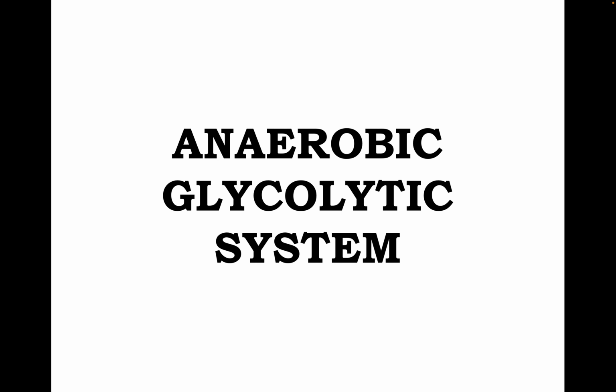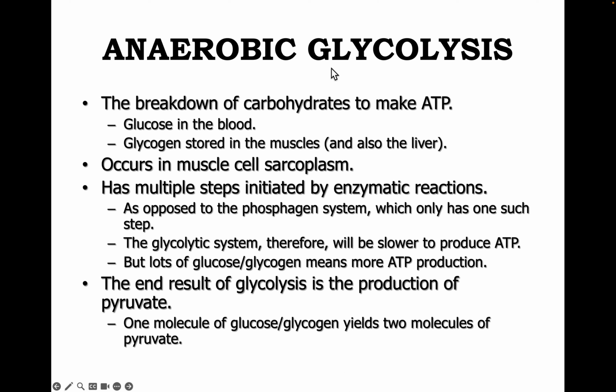Second energy system, anaerobic glycolytic system. So anaerobic glycolysis involves the breakdown of carbohydrates to make ATP. Again, as I mentioned previously, carbohydrates were one of our three main sources of food that is used to create ATP. And anaerobic glycolysis can take carbohydrates from two different sources.